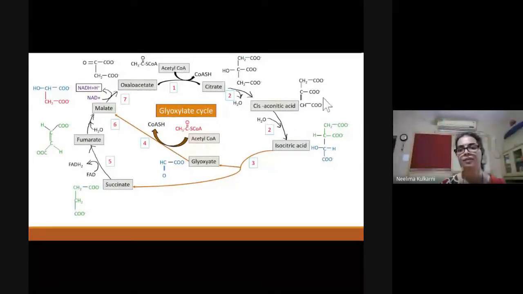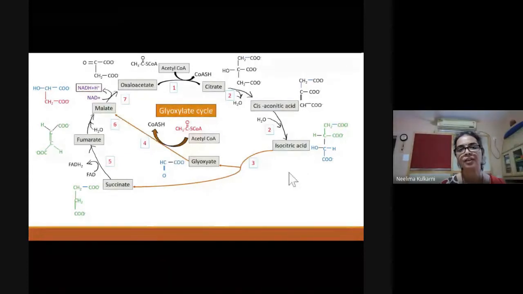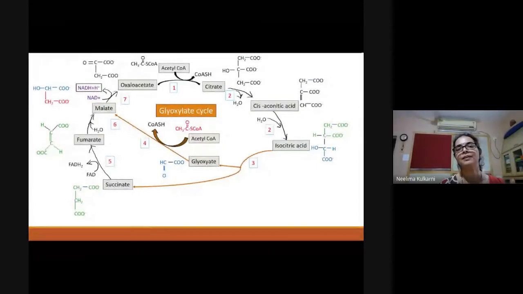Now this is the structure of isocitric acid. We have seen that it is a 6-carbon compound. Now the pathway differs. It is acted upon by isocitrate lyase. So the three reactions of TCA cycle, isocitrate dehydrogenase reaction, alpha ketoglutarate dehydrogenase reaction, and succinyl-CoA synthetase reaction, are not taking place in this particular pathway. Instead, isocitric acid is acted upon by the enzyme isocitrate lyase. This enzyme cleaves isocitric acid into a 2-carbon compound, glyoxylate, and succinate.